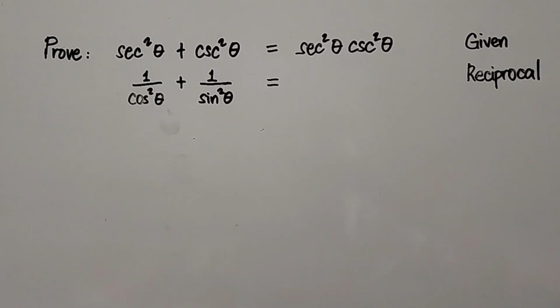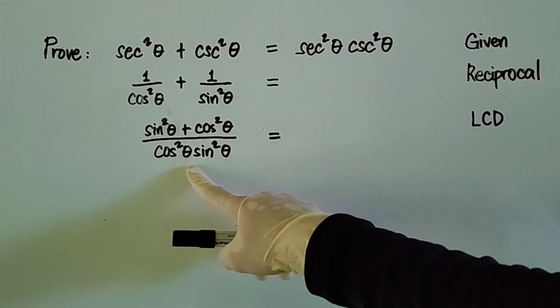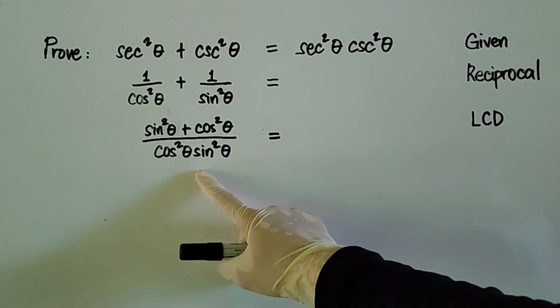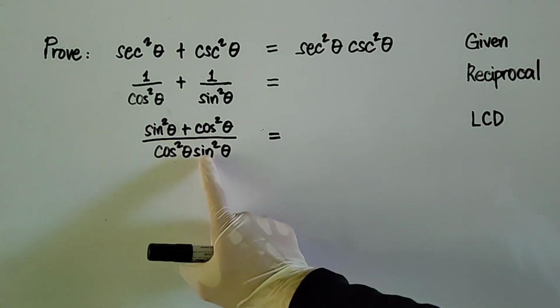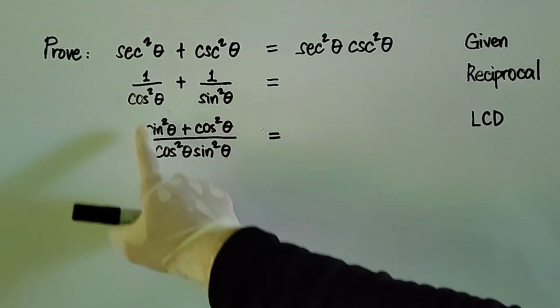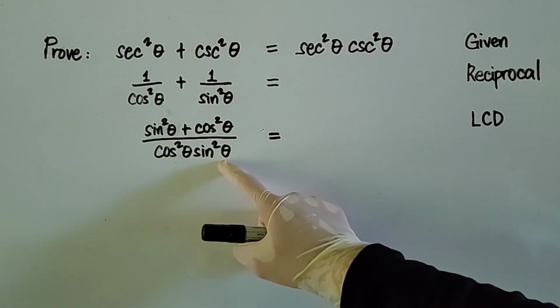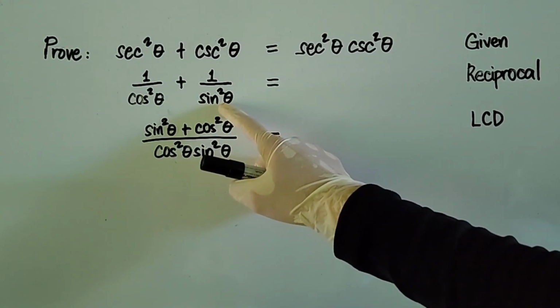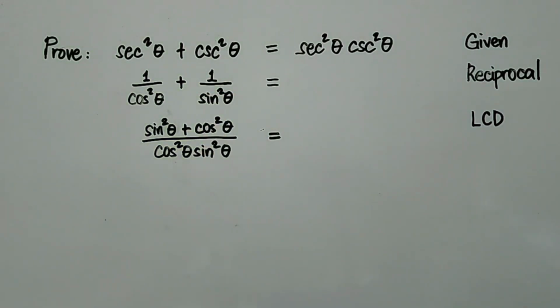After that, we will apply the least common denominator of our left-hand side. By simply copying the denominator, so we have cos squared theta sine squared theta. Divide this by cos squared theta, the remainder is the sine squared theta times 1, so we have sine squared theta. Cos squared theta sine squared theta divided by sine squared theta, that is cos squared theta, times 1, so that is cos squared theta. The reason here is applying the least common denominator.